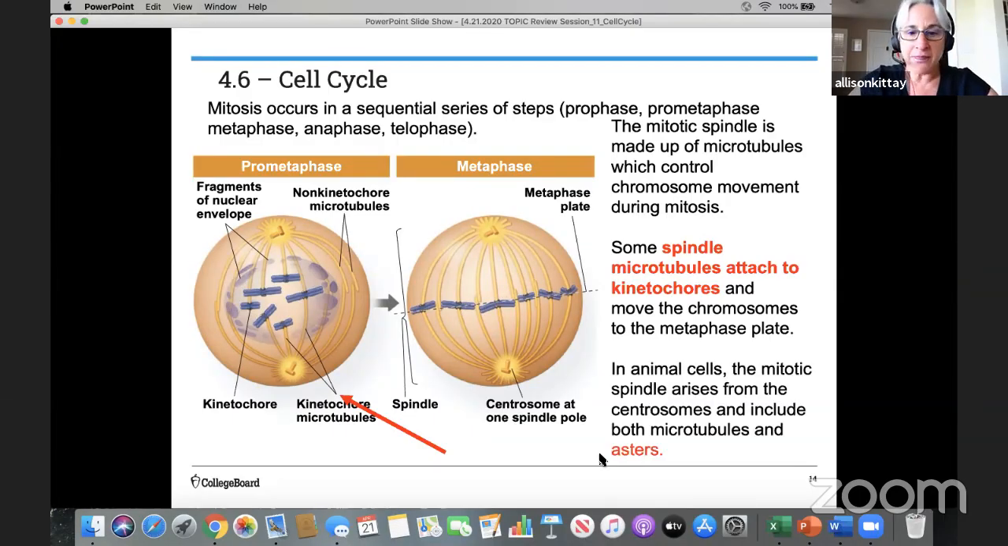Okay, and then what you can see in metaphase is, meta means middle, so those chromosomes are maneuvered to line up right in the middle of the cell at the equatorial plate, and you can see the spindle is composed of aster fibers, non-kinetochore fibers, and kinetochore fibers, and the fibers are actually microtubules.